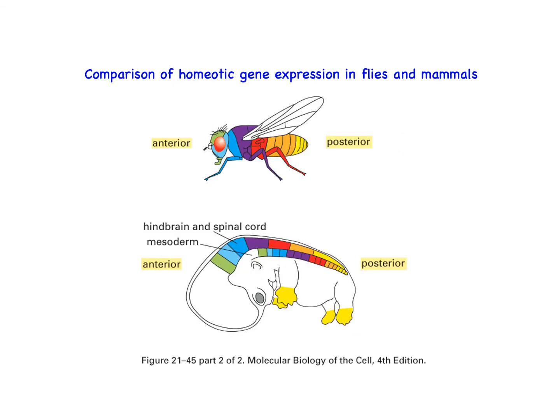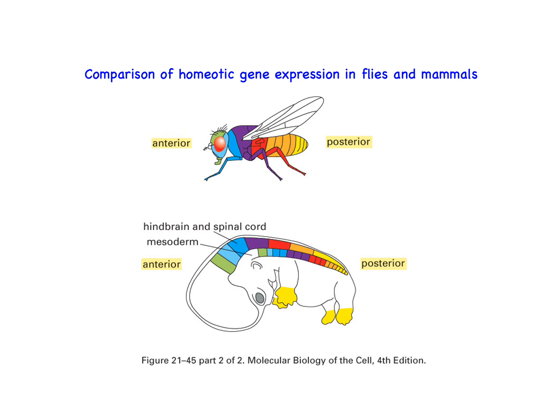And again, if we look at the expression pattern across the embryos, or in this case the adult fly, we see the same pattern in both human embryos and Drosophila. They are expressed in the same order on the developing embryo that they are found on the chromosomes in both flies and humans, as well as other organisms.